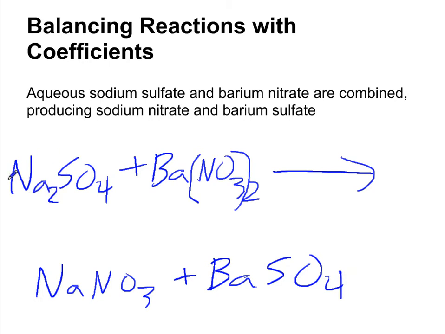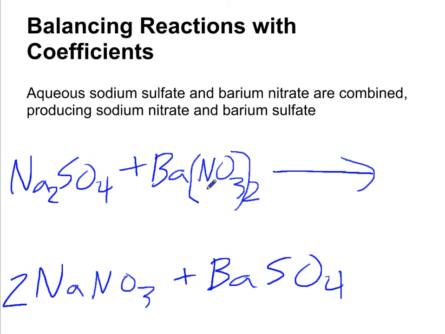Right off the bat, we've got 2 sodiums on the reactant side, but only 1 on the product side, so we have to throw a 2 right here to balance out the sodiums. Polyatomic ions can be balanced as a unit if they're not broken up. See, sulfate stayed together on both sides of the reaction, so we don't need to balance sulfur and oxygen separately. We can just balance SO4 as a unit. We've got 1 SO4 on the reactant side and 1 SO4 on the product side, so that's good. There's 1 barium, that's all we have to do.